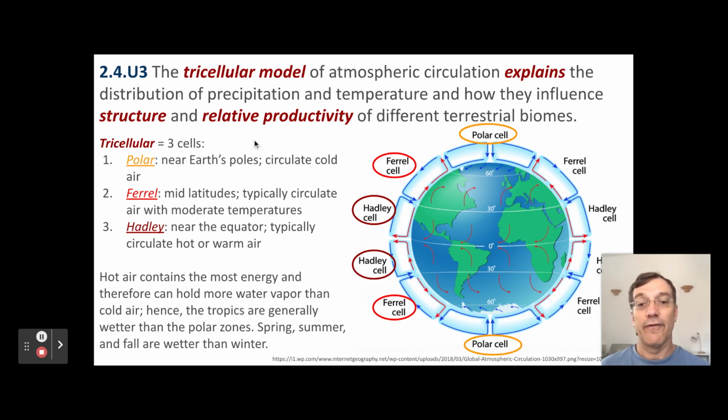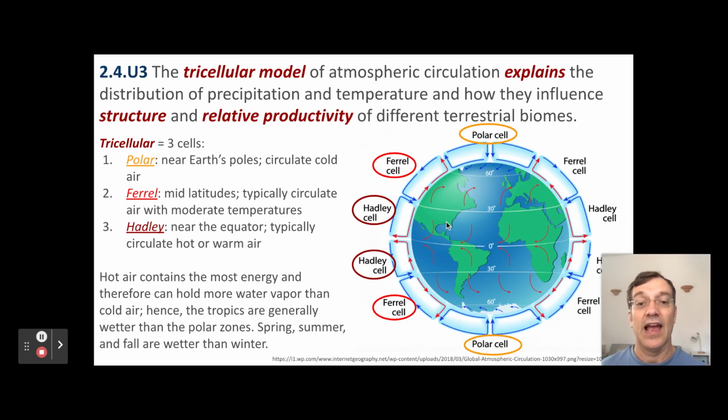The Ferrel cells in the mid latitudes or the temperate zones, right, they typically circulate air with moderate temperatures, which means they also can hold moderate amounts of moisture. That's why the temperate biomes tend to have moderate amounts of precipitation. The precipitation might happen pretty regularly, once a month, once every couple of weeks. It might happen seasonally, where it's more concentrated in spring and summer, but there are moderate amounts of precipitation.